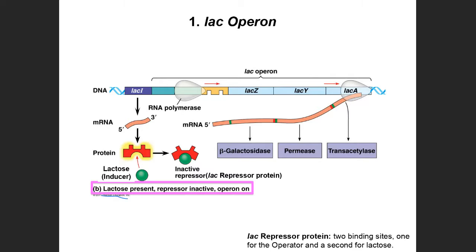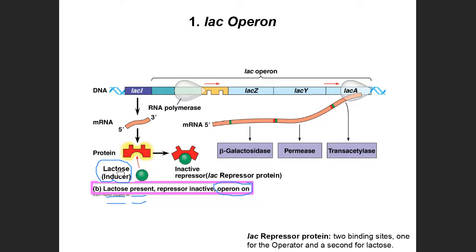But what happens when lactose is present? As I said before, lactose is actually the inducer. So the Lac operon is an example of an inducible operon. Inducible is referring to a molecule that acts as an inducer, causing gene expression to be turned on.